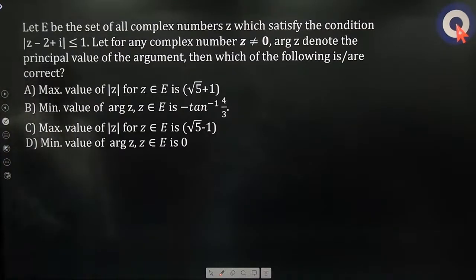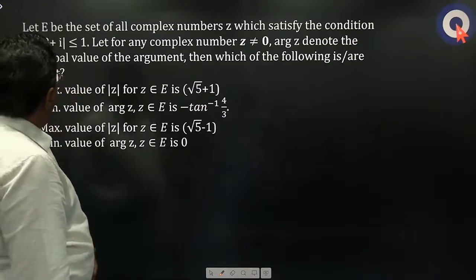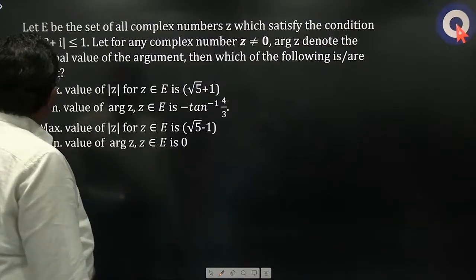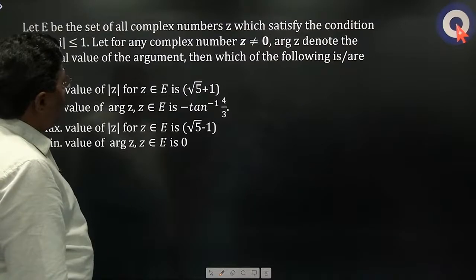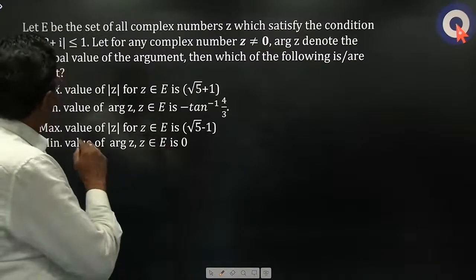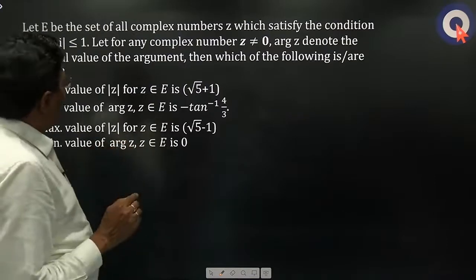Let E be the set of all complex numbers Z which satisfy the condition mod of Z minus 2 plus I less than or equal to 1. Let for any complex number Z not equal to 0, arg Z denote the principal value of the argument. Then which of the following is or are correct? Let us see.